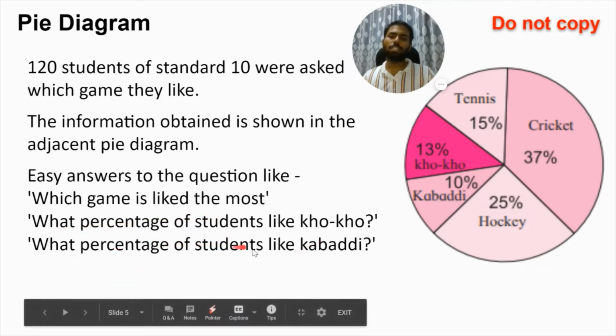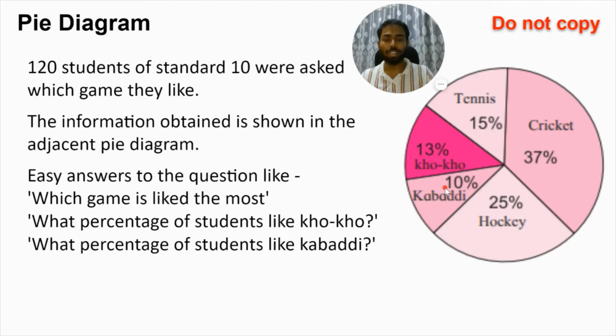Next, what percentage of students like Kabaddi? Again here they have written 10% for Kabaddi. So 10% of students like Kabaddi. So it becomes very easy to understand the data and extract information out of it. Which game is liked the most, which game is liked the least. For example, the Kabaddi sector has the least area, right? So Kabaddi is the game which is liked the least. The fewest students like the game Kabaddi. That is what this data is telling you, and it becomes very easy for us to understand and read the data when you represent it in a pie diagram.